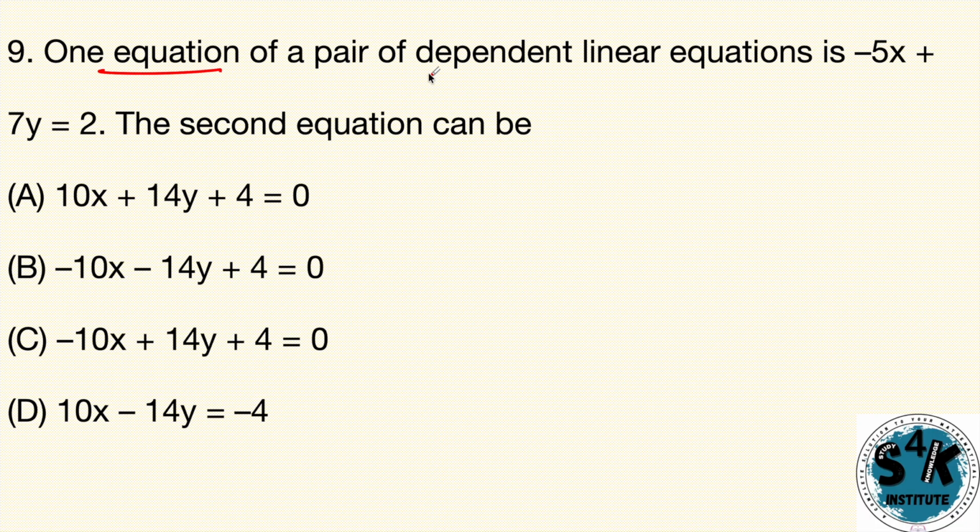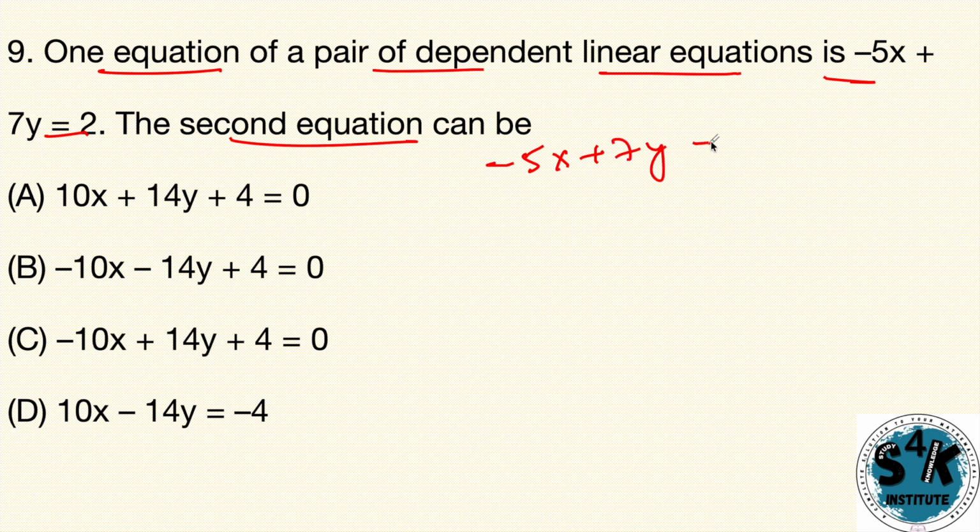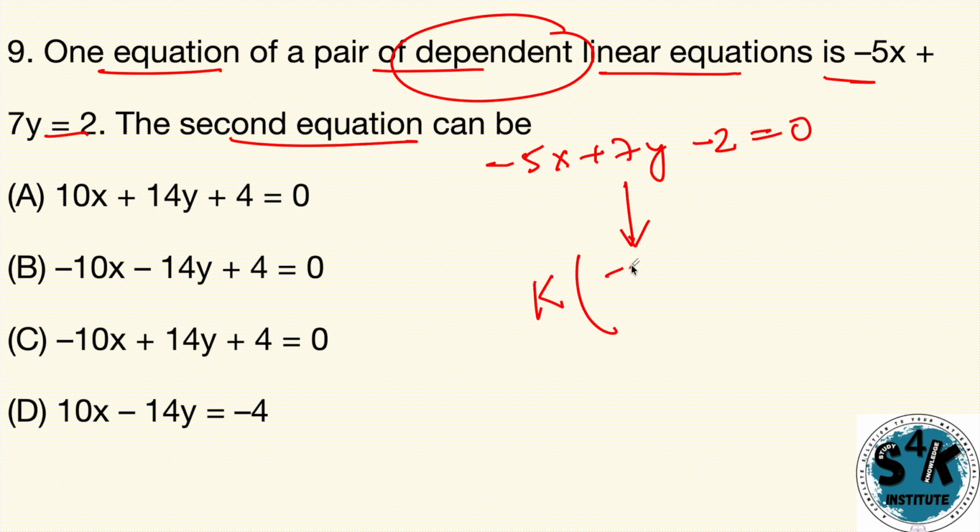Okay, in that case, one equation of a pair of dependent linear equations is this, the second equation is this. So first write this down in standard form. So minus 5x plus 7y minus 2 is equal to 0. So dependent is what? One can be written in the form of the other. If I multiply k with this, minus 5x plus 7y minus 2 is equal to 0. If I multiply, because I am seeing 10 and minus 10.